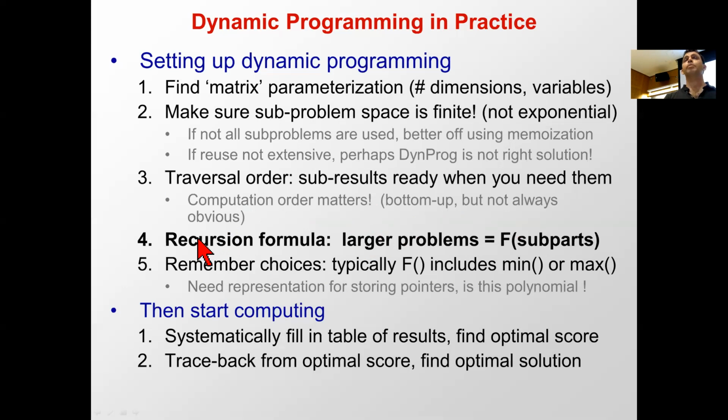And then the last step, or the most important step perhaps, is the recursion formula, which is how do you actually compute the larger problems from the subparts? What is this F? And that is sometimes going to be very difficult. Okay, so computing this F function. And then the last thing is remembering the choices. So this F function is going to include some minimum or maximum, and you're going to have to remember the pointers. You're going to need some representation for storing these pointers if this is a complex polynomial solution.